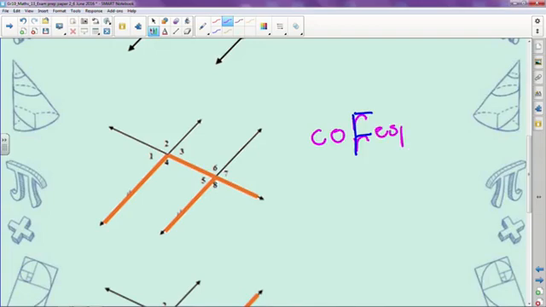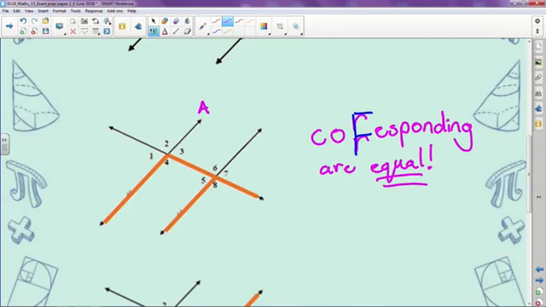Corresponding angles, can you remember if they are equal or supplementary? Corresponding angles are equal. And that's pretty important to remember. So, in order to use that though, we need to state which lines are parallel.